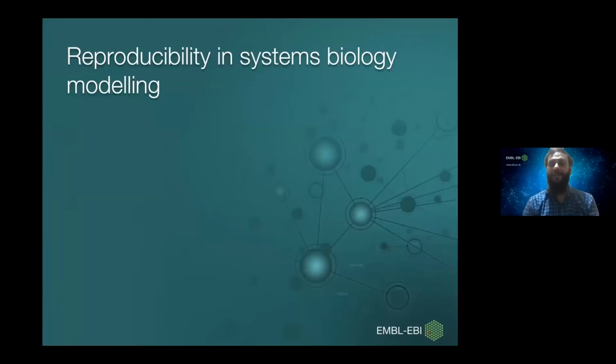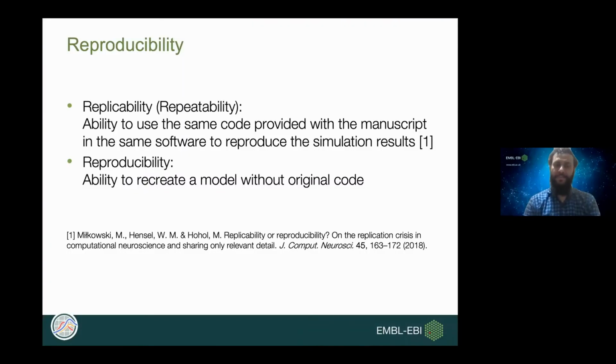Okay, now coming to the main topic of the discussion. Reproducibility in systems biology modeling. So before we go there, we need to understand the terminologies so that we are on the same page. So replicability or repeatability is the ability to use the same code provided with the manuscript using the same software to reproduce the simulation results. But reproducibility is the ability to recreate the model without original code.